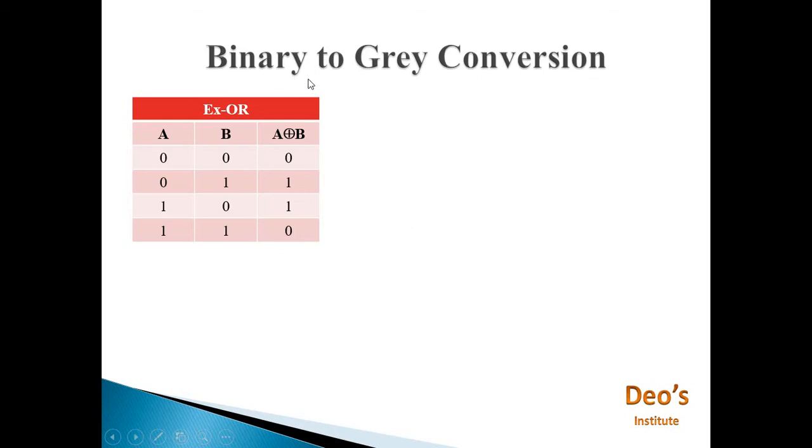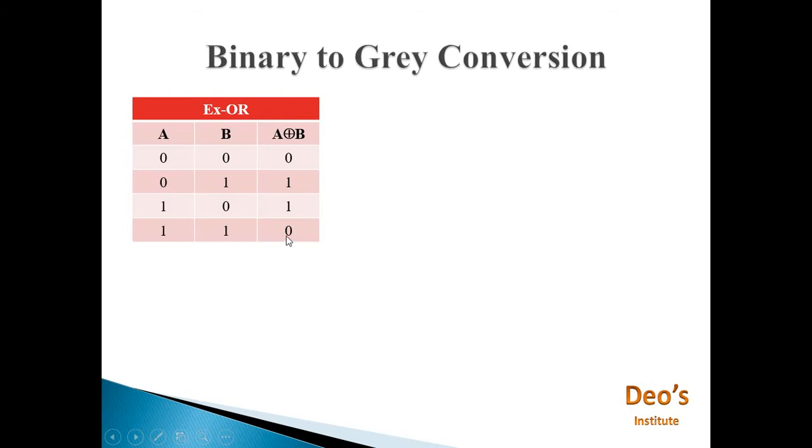So before we go towards binary gray conversion, we'll first revise the truth table for XOR. 0 XOR 0 is 0. 0 XOR 1 is 1. 1 XOR 0 is 1. And 1 XOR 1 is 0.